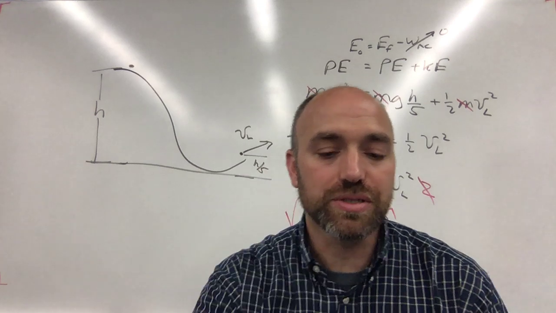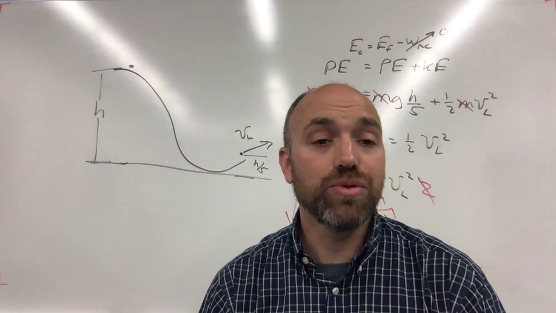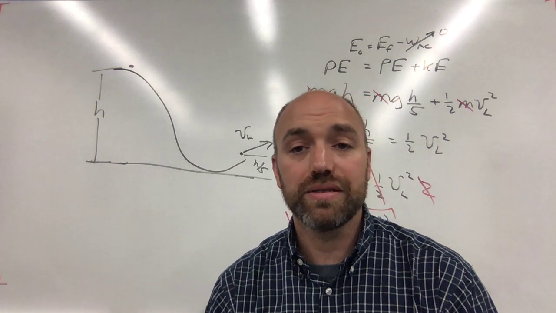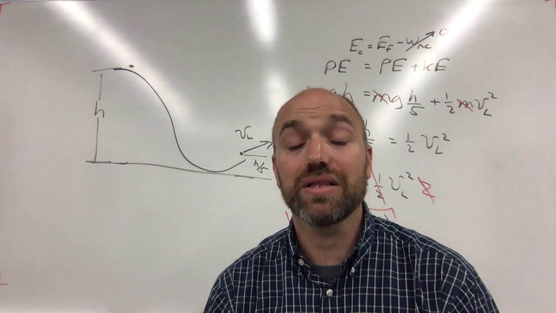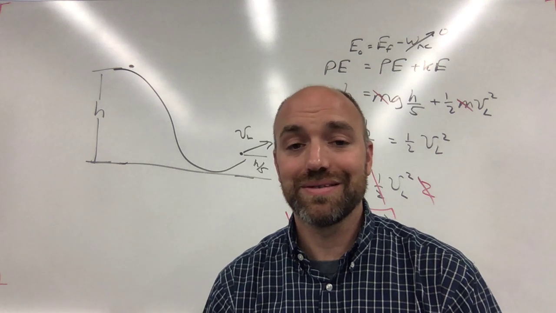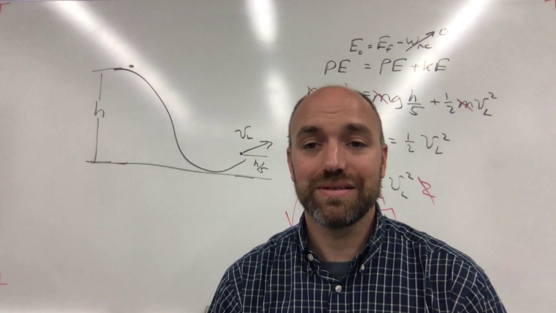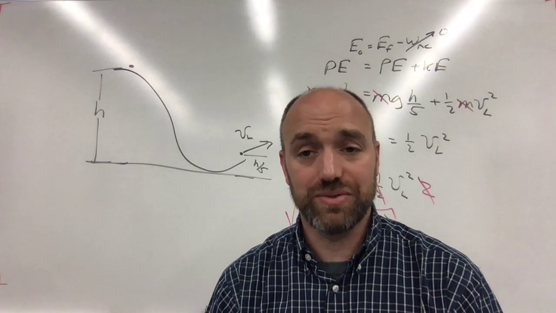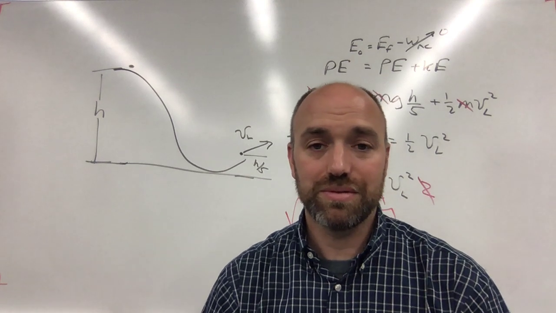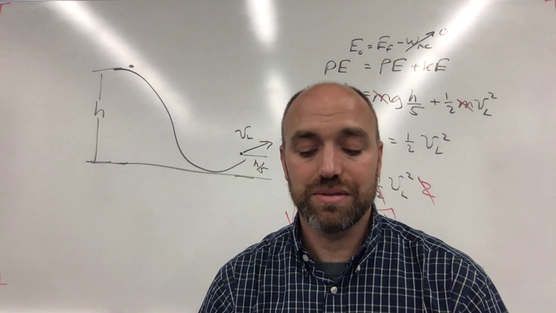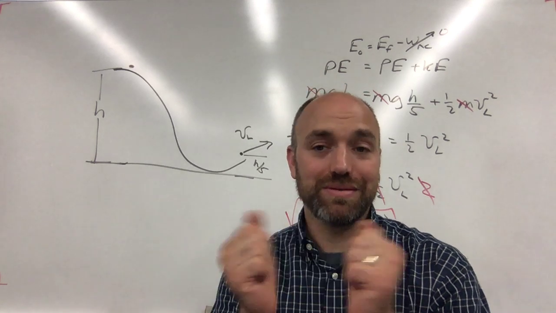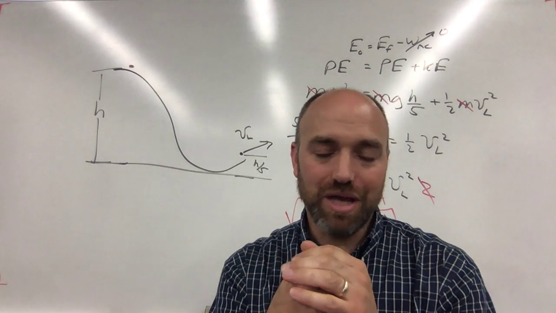So let me read the question, because that got me in trouble last time. A block of M1 is released from a frictionless track of height. At the top of the table, it collides elastically. And what does elastic mean? Elastic means kinetic energy is conserved. Correct, yes. And they hit and stick or hit and bounce? Hit and bounce. Elastic means bouncy. Inelastic means not bouncy.